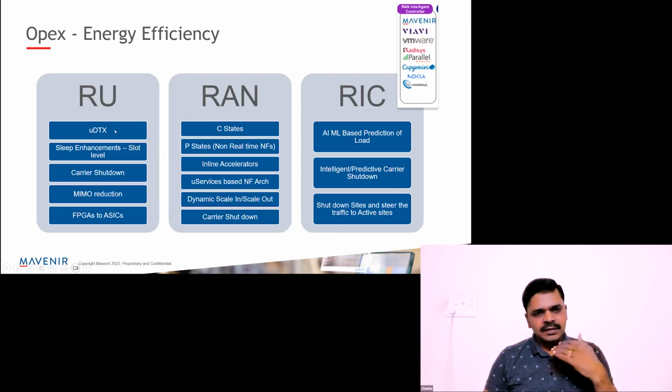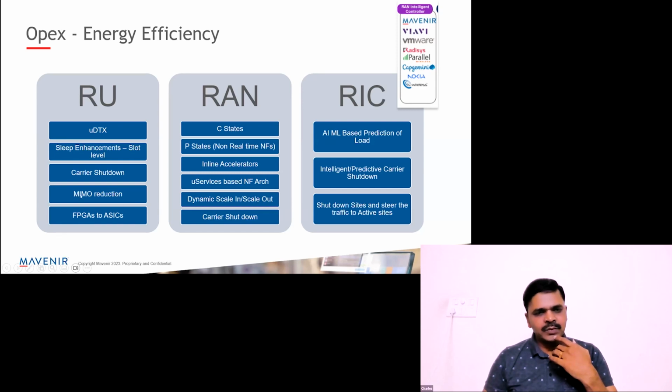But in release 10 and release 11 of the Open RAN specifications, there are additional enhancements to increase the sleep duration beyond 1 slot and extend the sleep duration in the RU, thereby reducing the power consumption greatly.